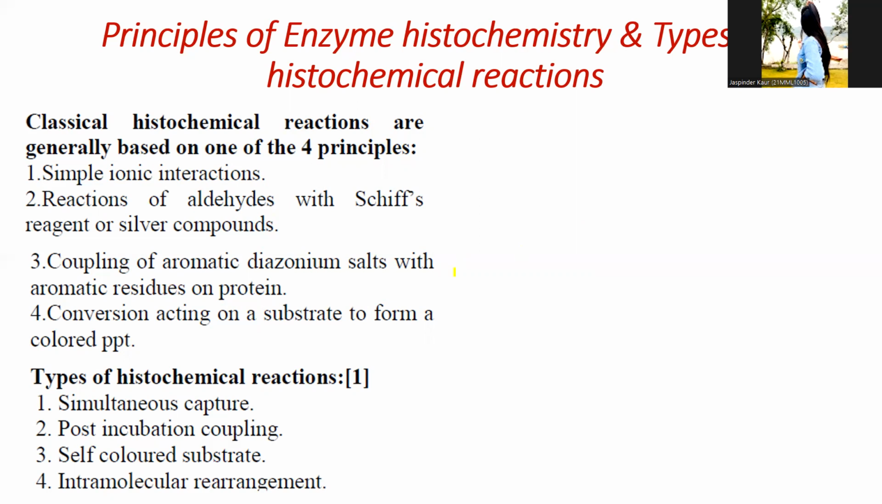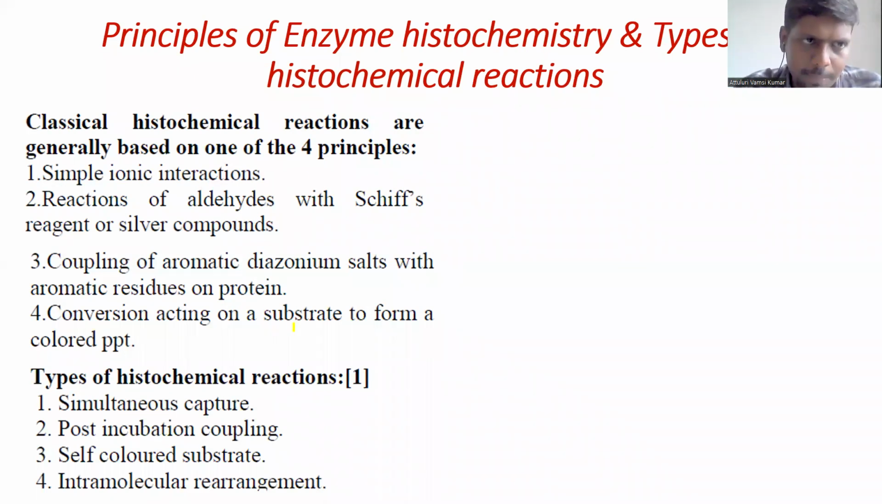Okay, thank you. Now see, we have four principles. One is simple ionic interactions. One method of reacting enzyme with substrate is by ionic interactions. The other principle is reacting aldehydes with a Schiff reagent. By reacting the aldehydes with the help of Schiff reagent, we can visualize the enzymes. Or by using diazonium salts: we will get the product, and this product will be subjected to diazonium salts, and those salts will give the coloring residues. So by using certain diazonium salts, we can visualize the enzymes.